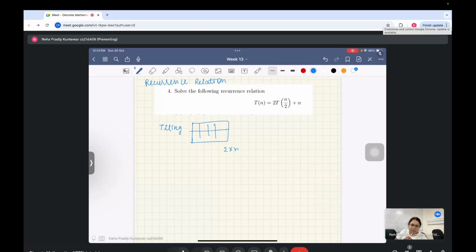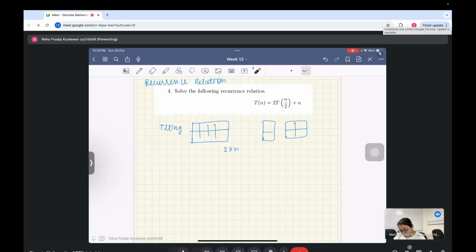board. We want to fill it with tiles of this kind, and tiles of this kind. We want to find the total number of ways in which you can tile this, and you have an infinite supply of both kinds of tiles. So this tile can be used as a vertical thing, or as a horizontal thing, so it does not matter.